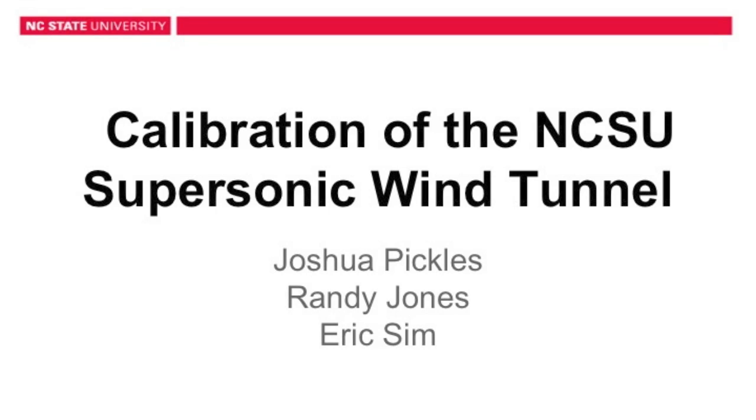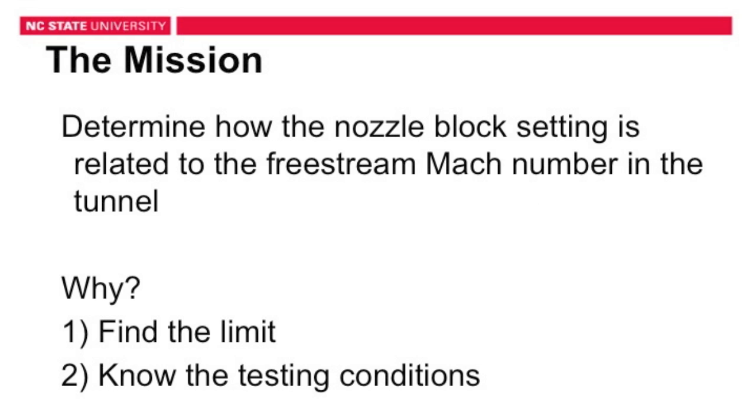Our presentation is on the procedure for calibrating the supersonic wind tunnel at North Carolina State University. For this supersonic wind tunnel, the flow of air is altered by a block setting. By making pressure measurements at different block settings, we would know the limits at which the wind tunnel operates. We could also use the data to determine the flow conditions at the block setting.